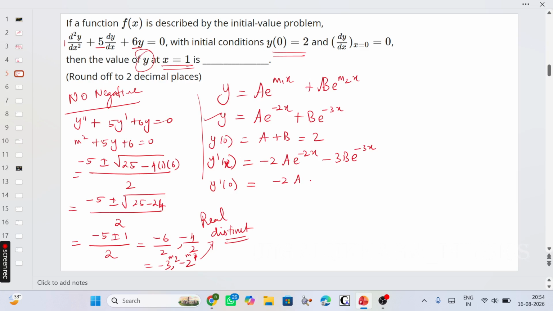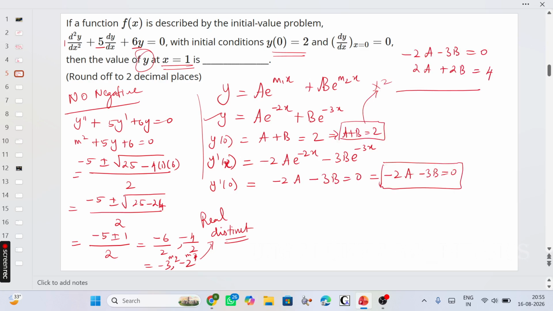So let me write this: minus 2a minus 3b equal to 0. You can write again 2a plus 2b equal to 4. I am just multiplying this by 2 and writing this equation. Let me cancel this. Then I will be getting minus b equal to 4, and b is equal to minus 4 from this equation. Once we have b is equal to minus 4, a plus b is equal to 2, and a is equal to 2 plus 4, which is equal to 6. So a is equal to 6.